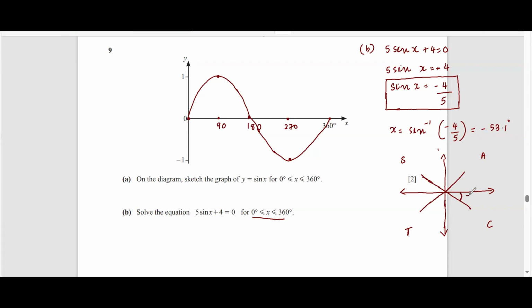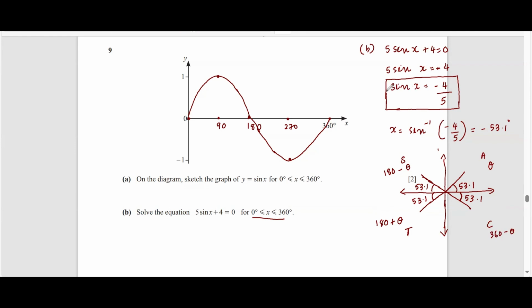This angle we got here is 53.1. If this is 53.1, all the angles formed on the x-axis will be the same, 53.1. Now, in the first quadrant, the angle representation is theta. Second quadrant, the angle representation is 180 minus theta. Third quadrant, the angle representation is 180 plus theta. And the last quadrant, the angle representation is 360 minus theta.